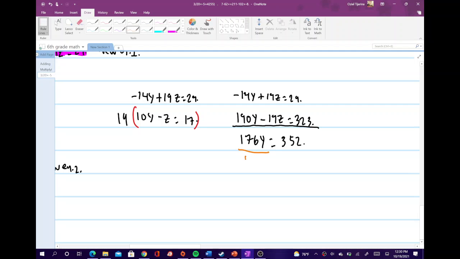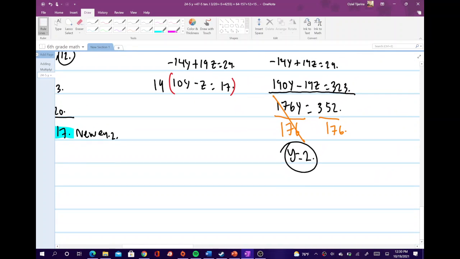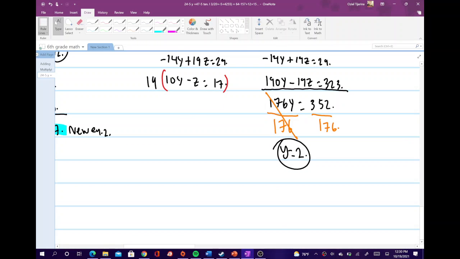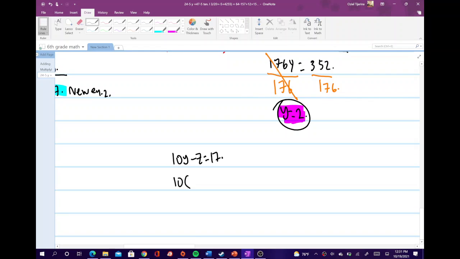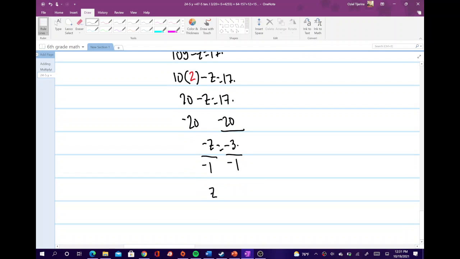So if we do this, this cancels out. We get that y equals 2. Right? And then we already have a system of two equations right here, so we can solve for z by plugging in that variable into one of these. I chose the second equation because that's the easiest one. So we have 10y minus z equals 17. I'm going to say 10 times 2 minus z equals 17. I have 20 minus z equals 17. I subtract 20 on both sides. I get that negative z is equal to negative 3. I divide both sides by negative 1. I get that z equals 3, right?